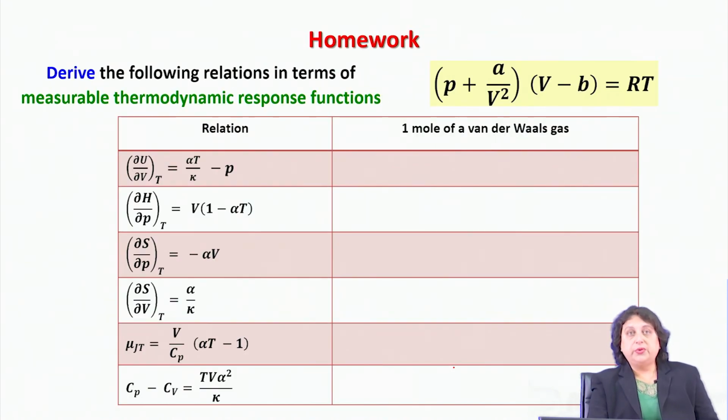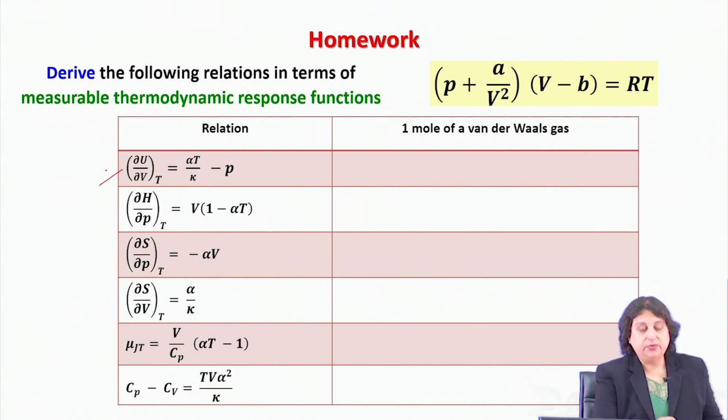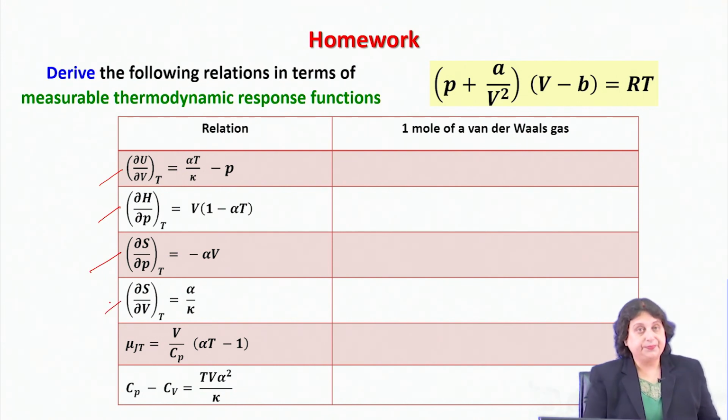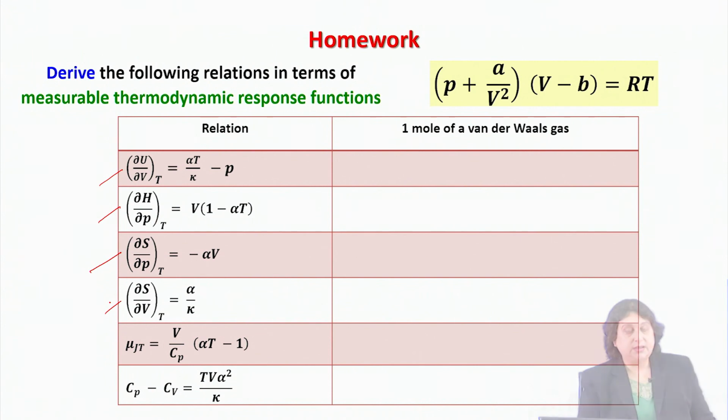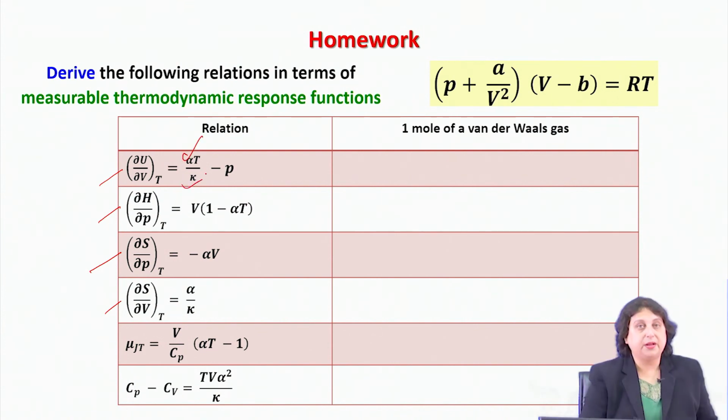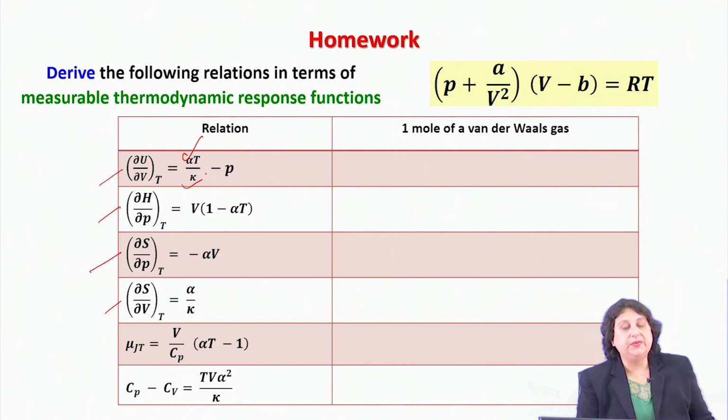I will also give you an exercise to find out what are going to be the variations of del u del Vt, del h del Pt, del s del Pt, del s del Vt. And as you see over here, all you need to know is alpha and kappa, which you can very easily find out from the equation of state for 1 mole of the gas.